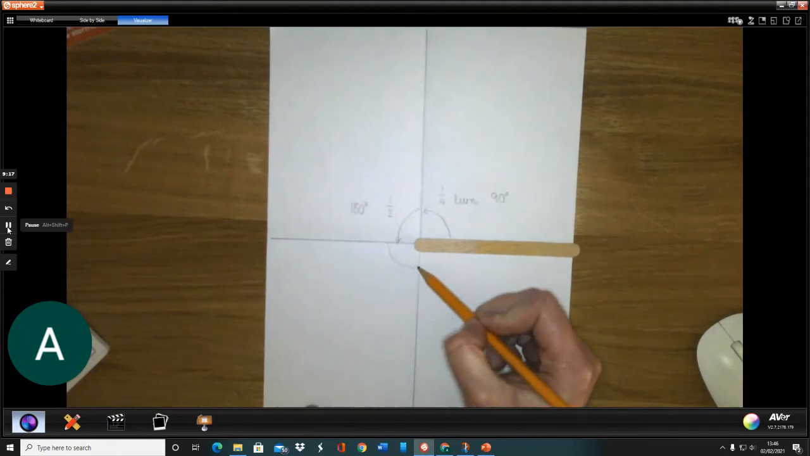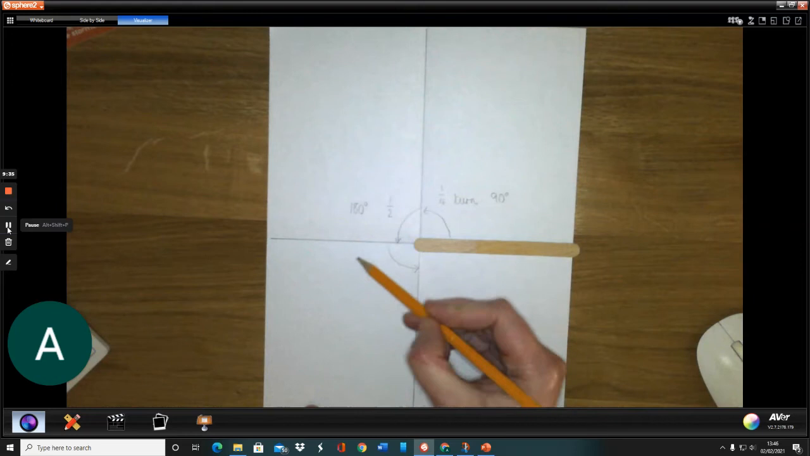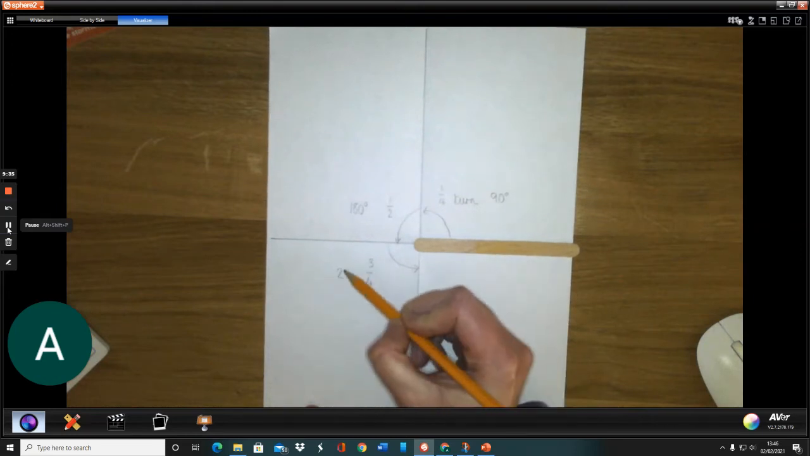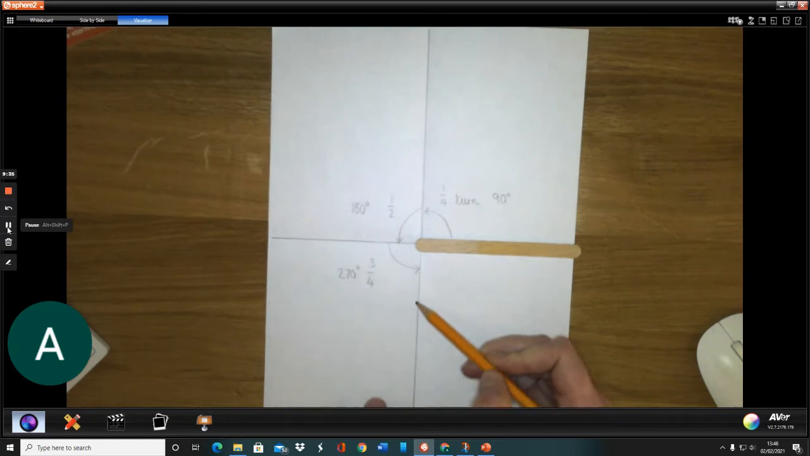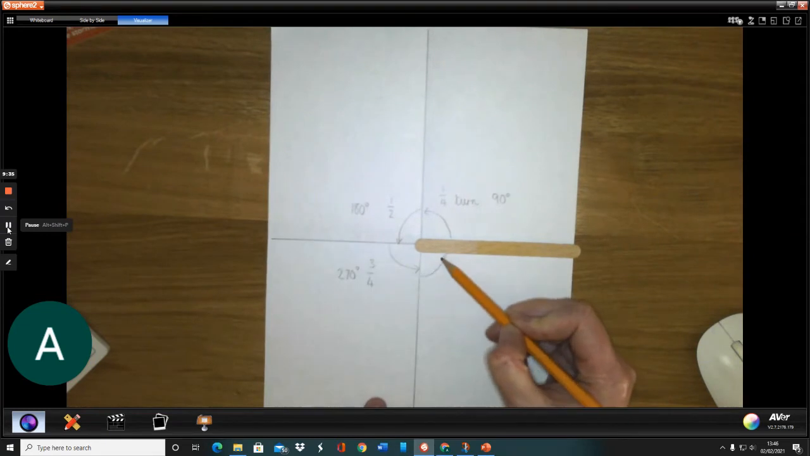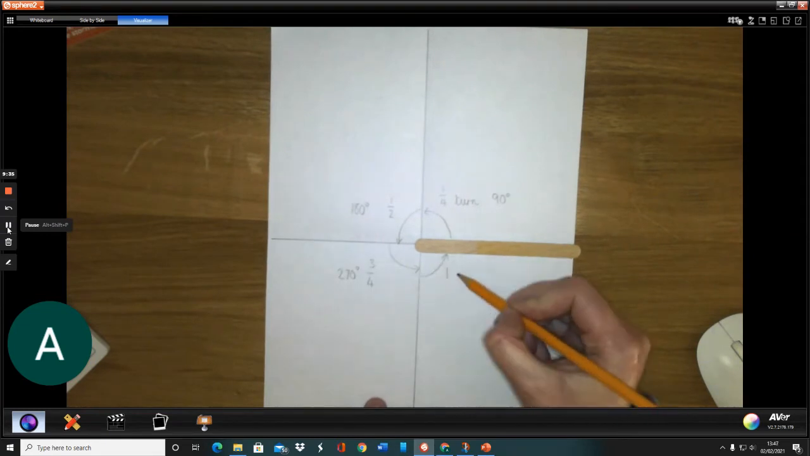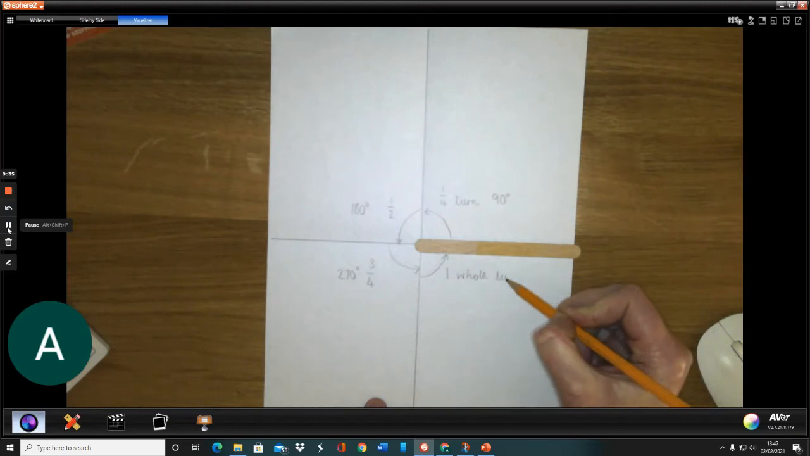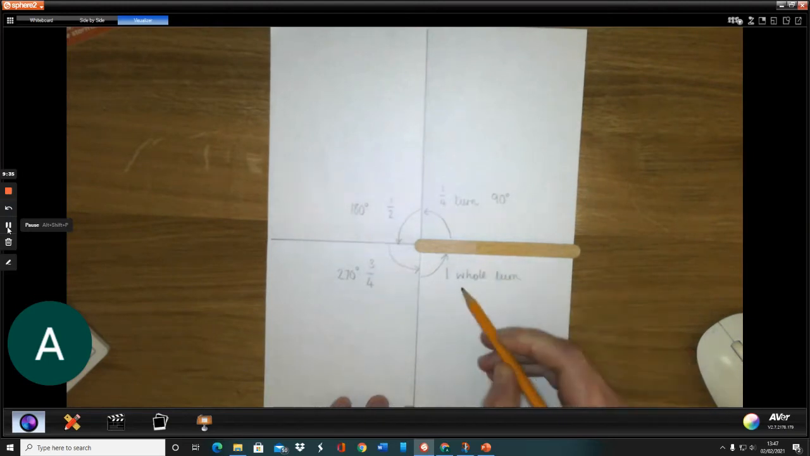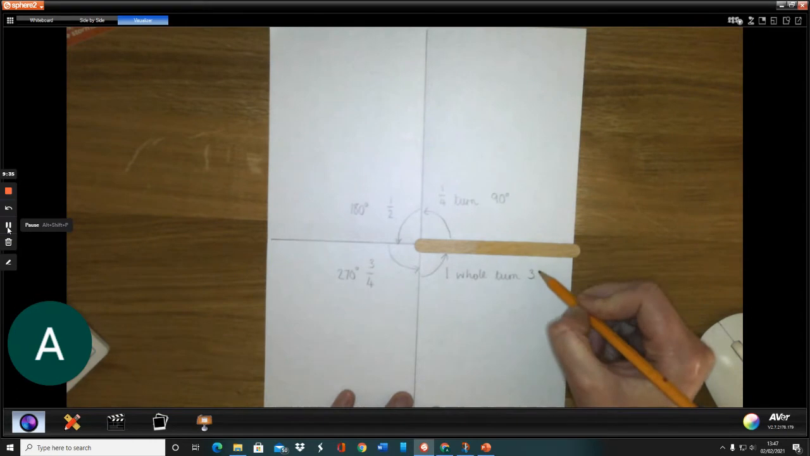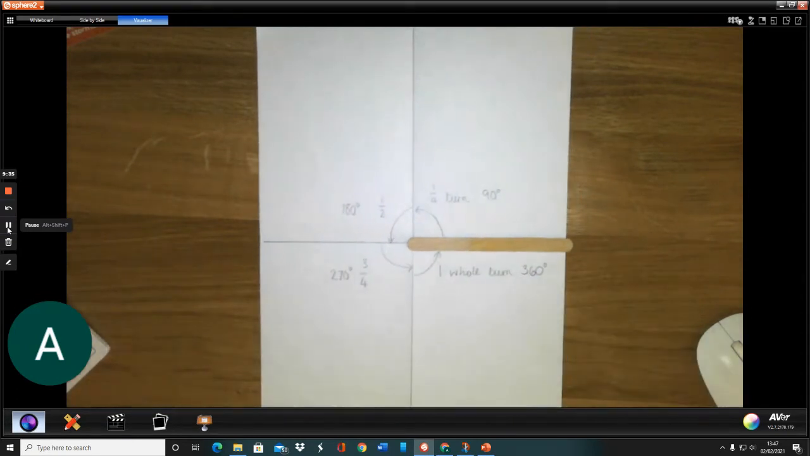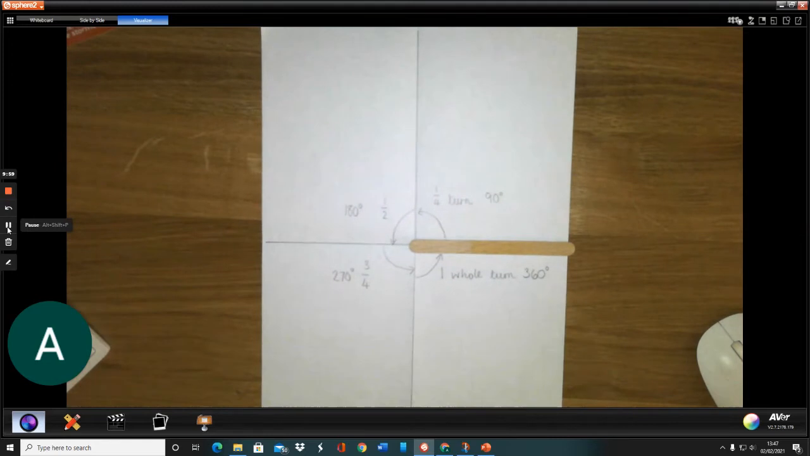Here is another quarter turn. 1, 2, 3 quarter turns is 270 degrees. And if I were to go back to the start again, that would be 1 whole turn, because 4 quarters make a whole, 4 out of 4, and that would be 360 degrees.